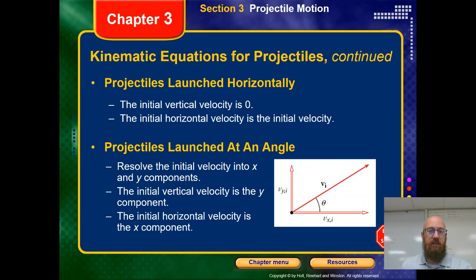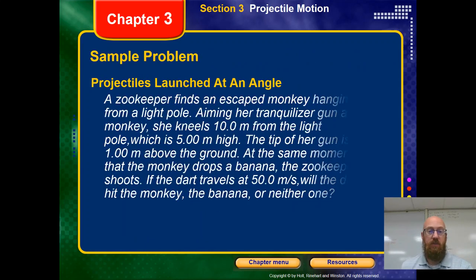We find x and y of everything that's projectiles that are launched. So in this case, we've got a zookeeper with a tranquilizer dart gun that is 10 meters from the light pole. The light pole is 5 meters high. The tip of her gun is 1 meter above the ground. Same moment, the dart travels at, so here we go.